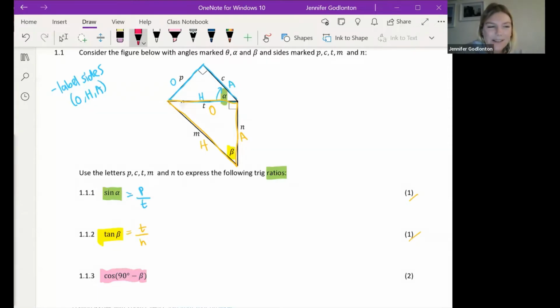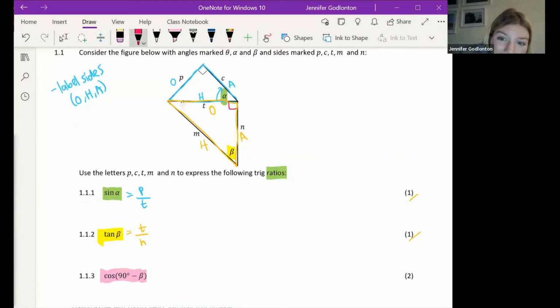How many degrees are in a triangle? 180. Okay. We all know a triangle has 180 degrees. This plus this plus this is 180. Yeah? Okay.